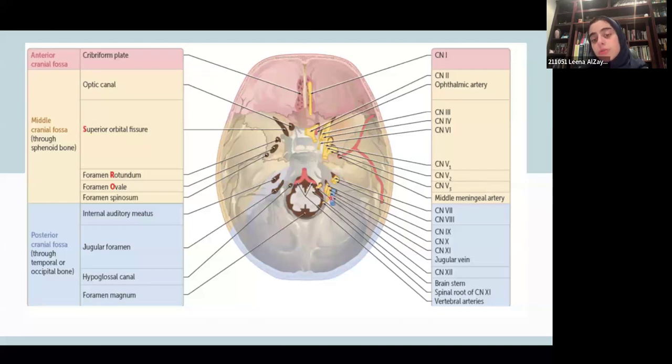And then we have the jugular foramen here where the jugular vein comes out, plus cranial nerves number 9, 10, and 11. And then the last one is the hypoglossal canal, which has the hypoglossal nerve, or cranial nerve number 12. And then we have the foramen magnum for the brainstem, the spinal root of cranial nerve number 11, and the vertebral arteries.